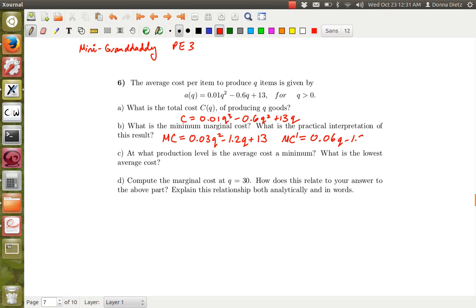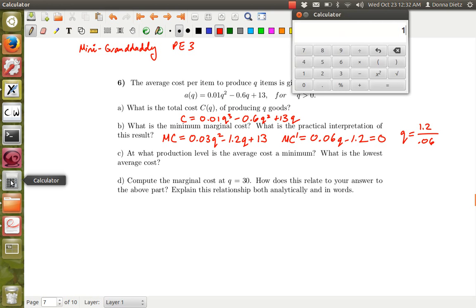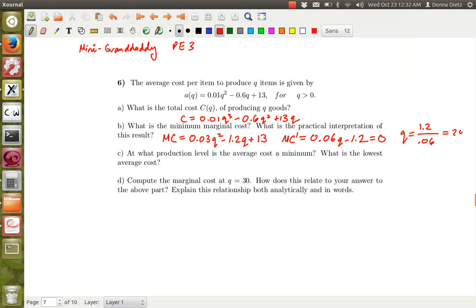But let's say you forget you could do that. So you take the derivative, set it equal to 0 because it's a calculus class, and you solve for Q. Q is going to equal, you put the minus 1.2 on the other side and get 1.2 divided by 0.06. You could figure this out without a calculator, but let's say you're not in the mood to. Okay, so that's 20.